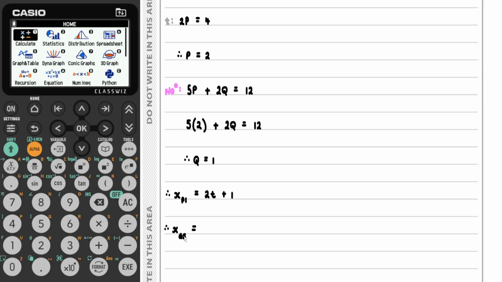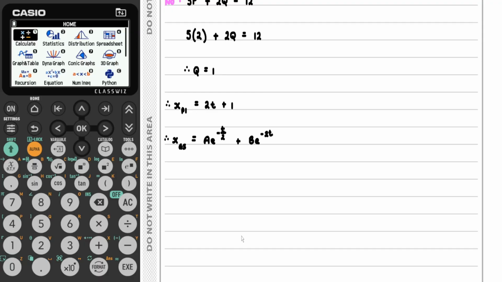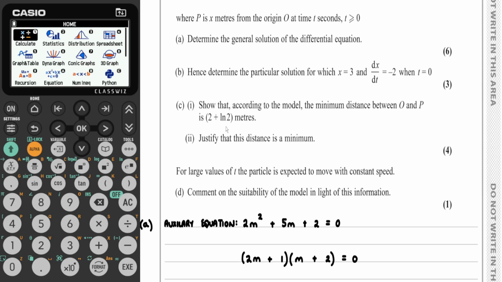And for our general solution, that is the sum of the complementary function plus the particular integral. Here is the complementary function, that's a e to the negative t over 2 plus b e to the negative 2t, and we add on to this the particular integral 2t plus 1. Hence, this is our general solution. Part B. Hence determine the particular solution for which x equals 3 and dx over dt equals negative 2 when t equals 0.